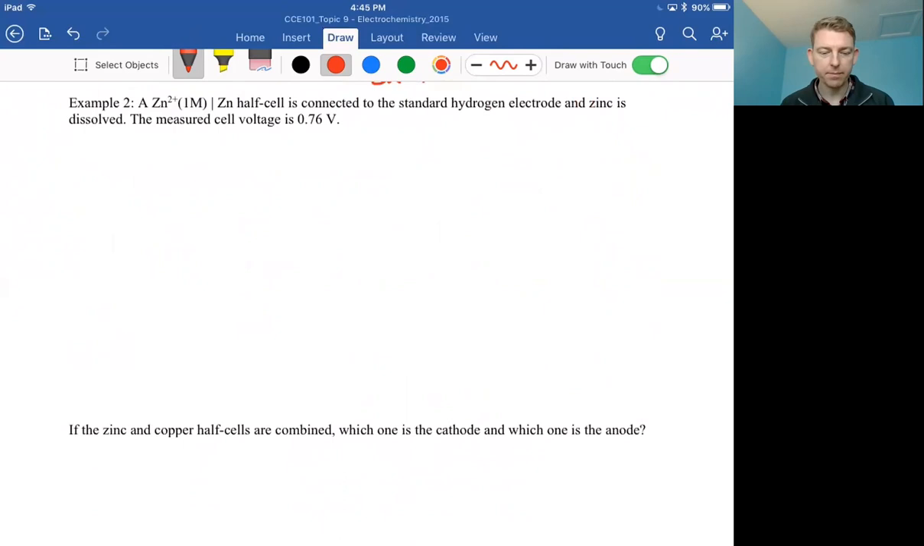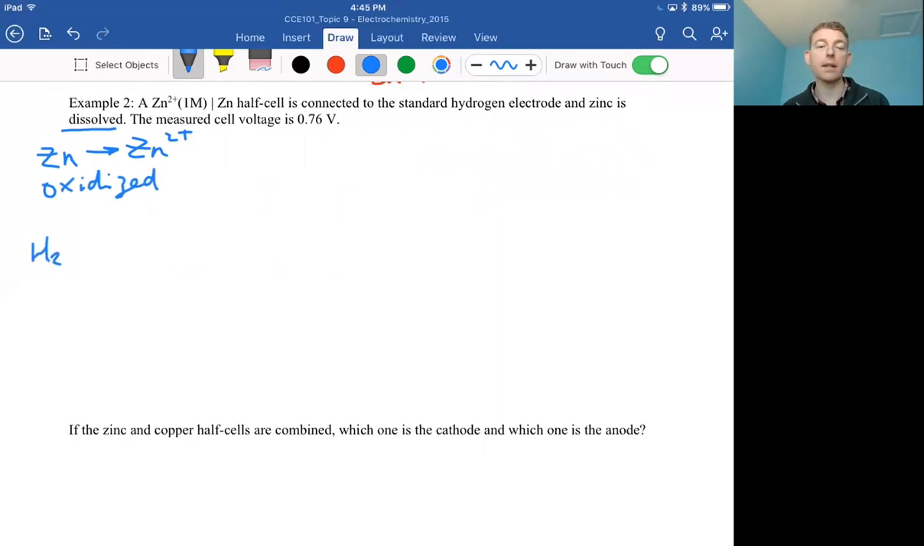Okay, second example. We can use zinc this time, and say when it's connected to the standard hydrogen electrode, zinc is dissolved. So again, that's your clue that we're saying that we have a zinc metal electrode that is being dissolved into the zinc 2+ ion. Okay, so that means that this is going to be oxidized. And that now the hydrogen, which was the anode in the last case, is now going to be acting as the cathode.